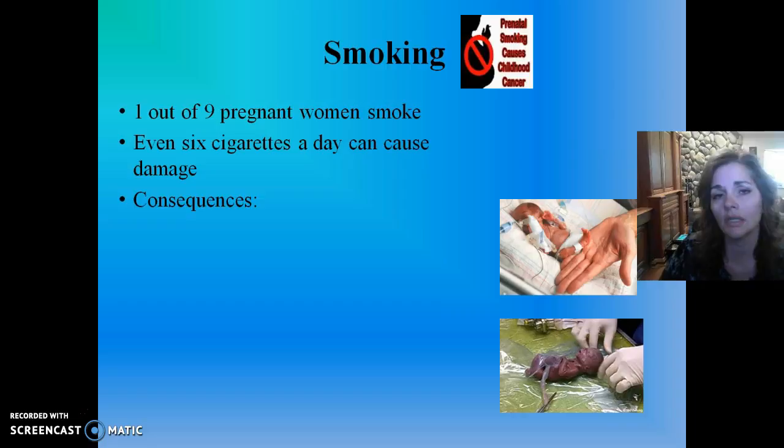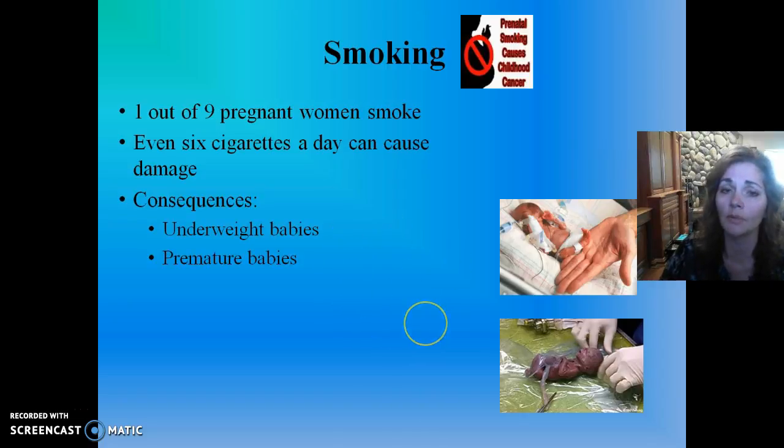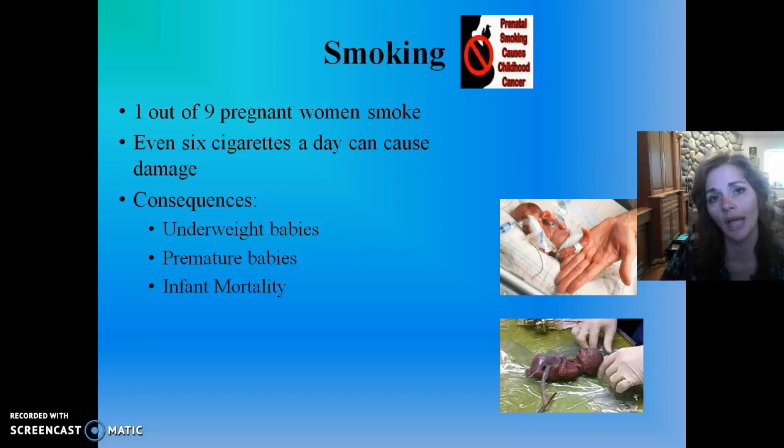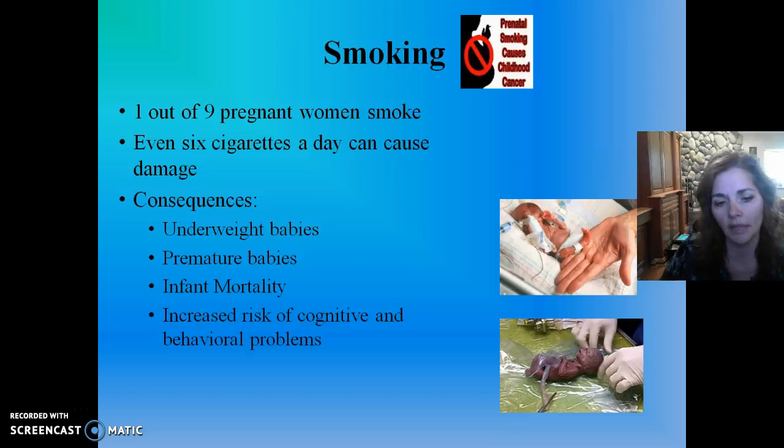And even if you smoke as little as 6 cigarettes a day, it can be detrimental to the health and well-being of the baby. The most common consequence is underweight babies and premature babies, which both put them at risk of early death and a higher infant mortality rate. So smaller and underweight babies and premature babies are much more likely to die than older, fully developed babies.